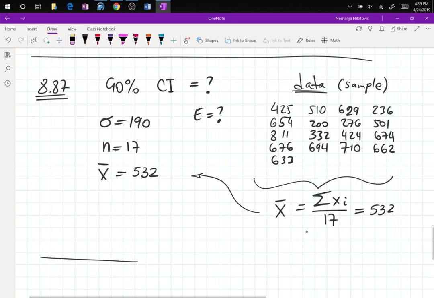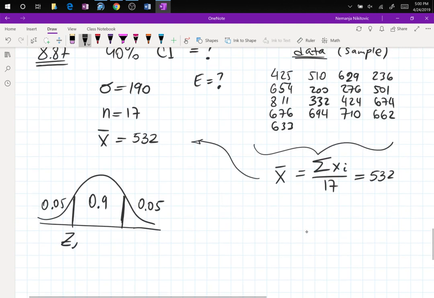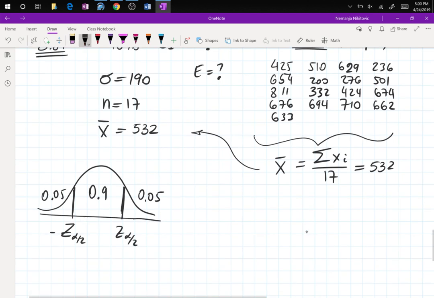90%, that's terrible. 90% is 0.9, which means 0.05 on each of the sides, because 5 plus 5 is 10 plus 90 is 100, which is great. I need my Z alpha over 2. That's a negative one, that's the positive one. So we're just focusing on the negative one. So the area is 0.05. That gives me Z alpha over 2.